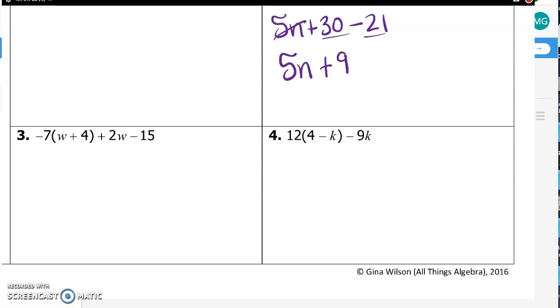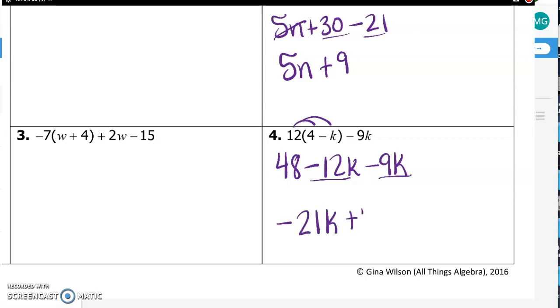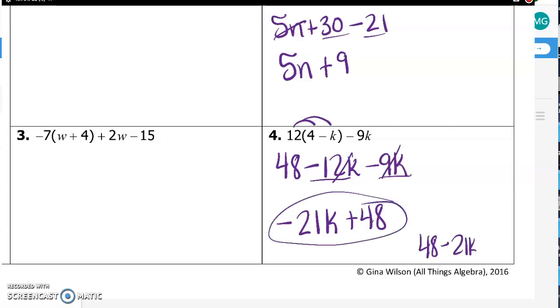Number 4, we multiply through by 12, gives us 48 minus 12k minus 9k. So negative 12 minus 9 gives us negative 21k, and then plus 48. You also can write that as 48 minus 21k, but again, we usually like to have our variable first. So negative 21k plus 48.